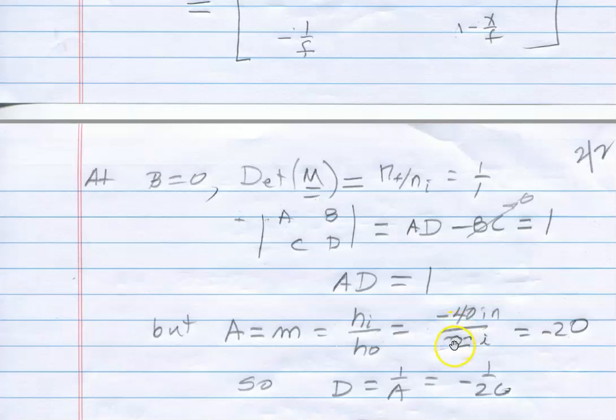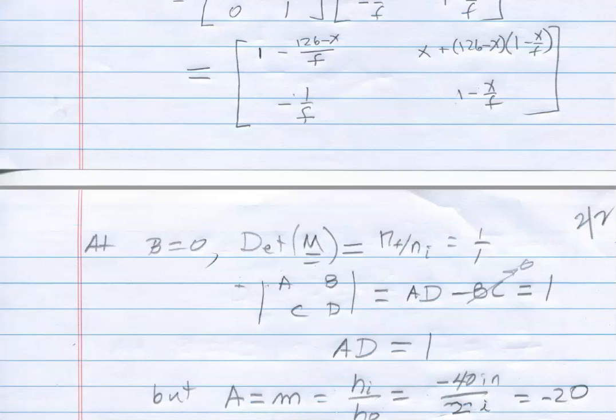And so when I divide this out, I get minus 20 for A, and that's the magnification. But now let's do something that sometimes is helpful, and you should always keep this in mind, and that is this condition here, that the determinant of M, the matrix, is always the index of refraction, the final of where you are finally to where you were initially.